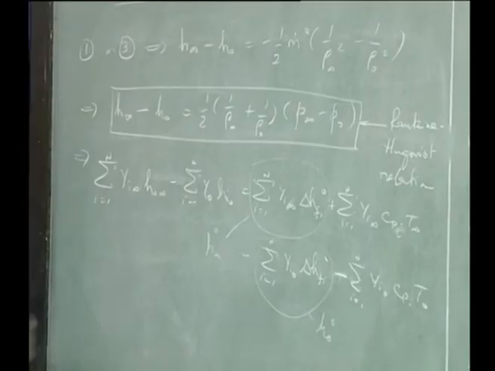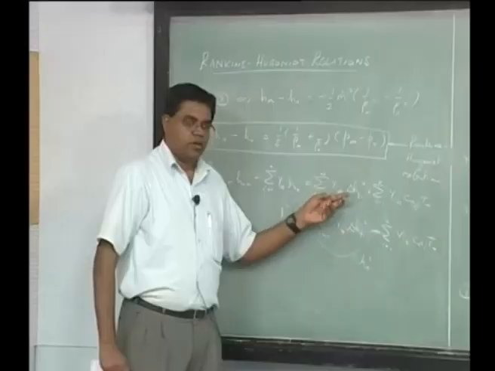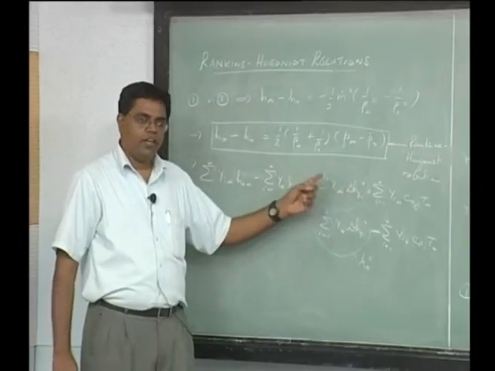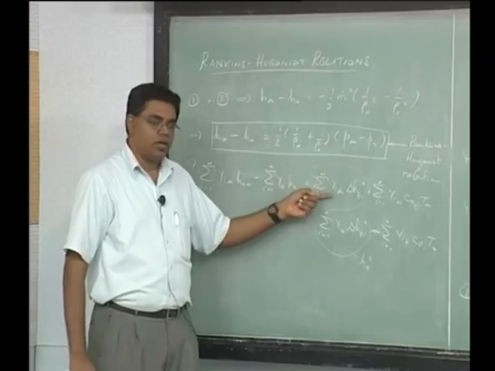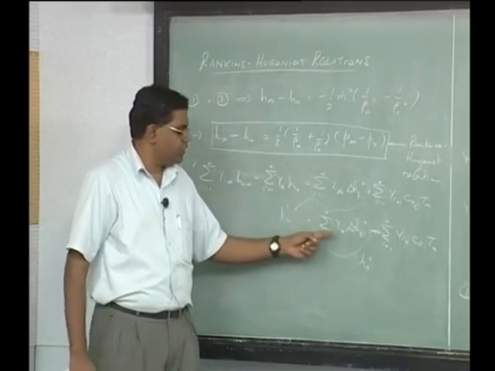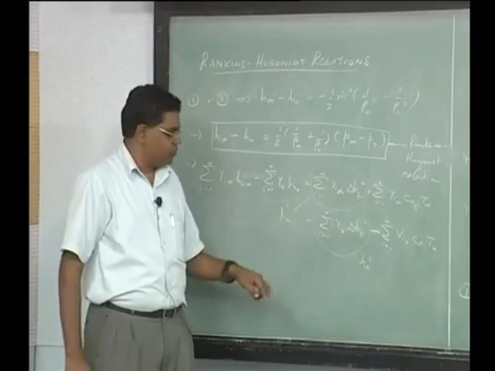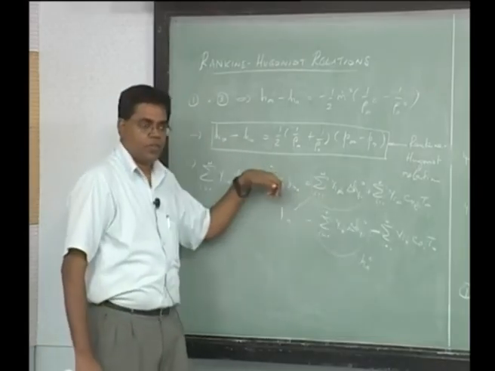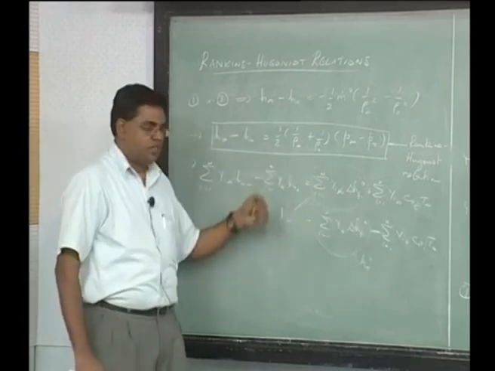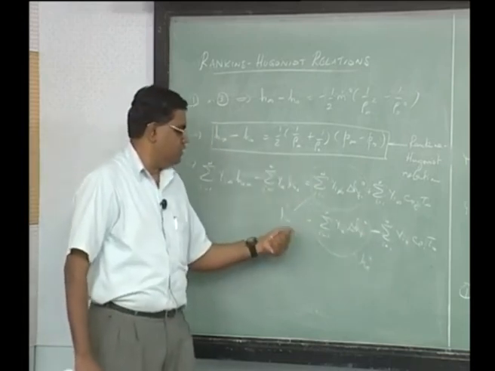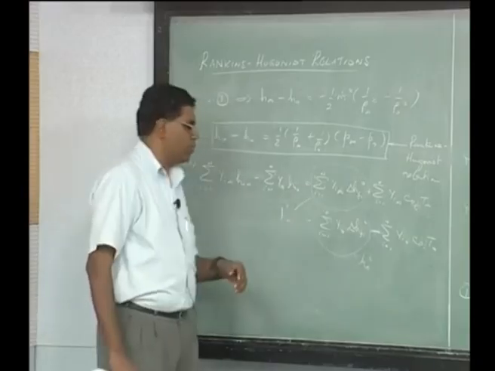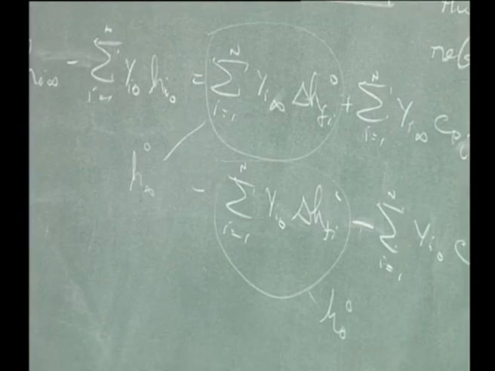Why would you call this H infinity naught and H naught naught? Because they are actually standard heats of formation of species i weighted by the product composition. Here this is weighted by the reactant composition. So this superscript naught in both cases indicates standard heats, standard conditions, and the infinity and naught basically mean you are weighting with respect to product composition and reactant composition respectively.